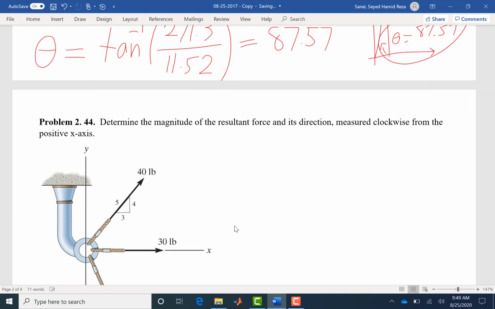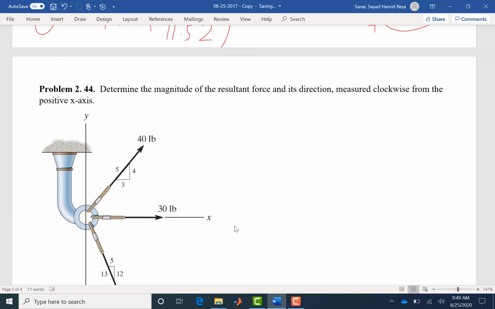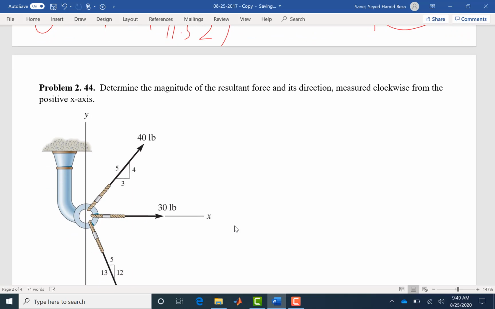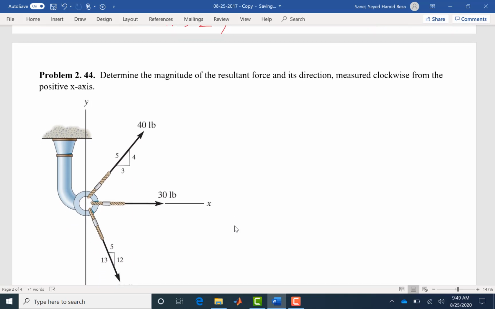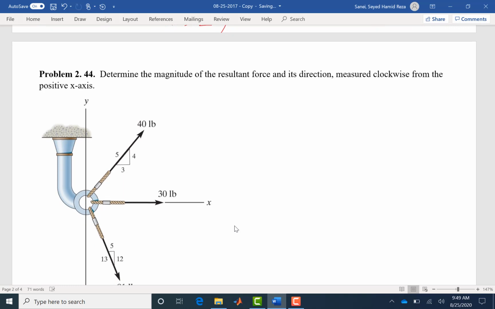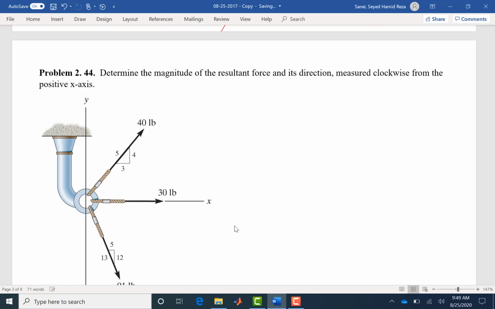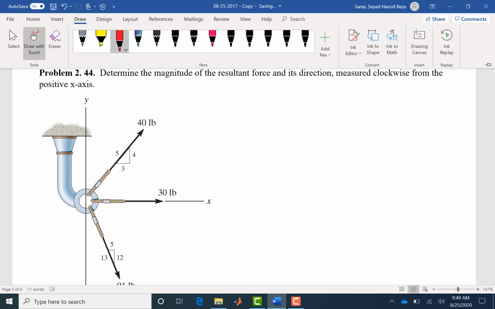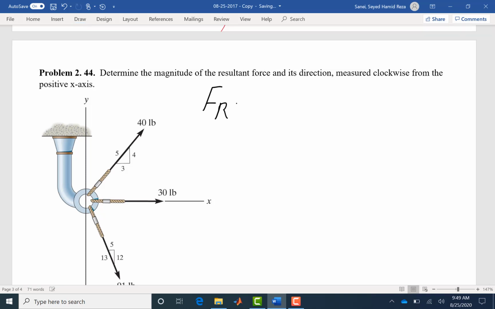Let's solve another problem for 2D Cartesian. Determine the magnitude of the resultant force and its direction, measured clockwise from the positive x-axis. That's how we report the angle. So here in this problem we have 3 forces rather than 2 forces, but the procedure is the same. At the end, when you want to find forces, FR would be F1 plus F2 plus F3.